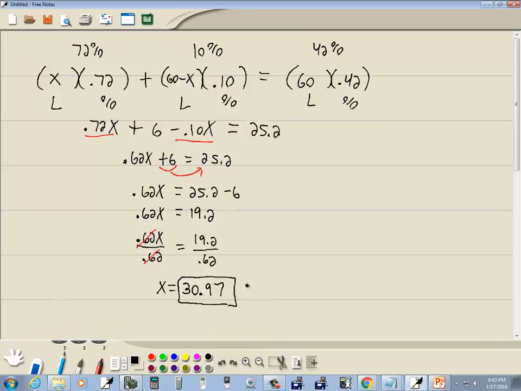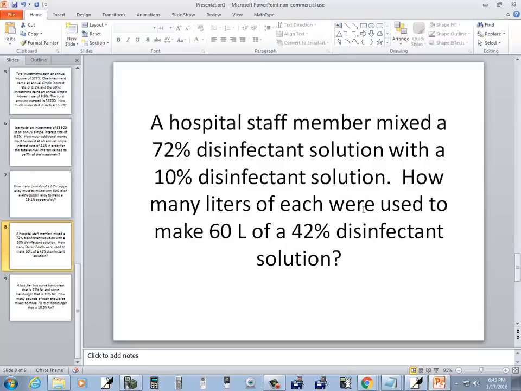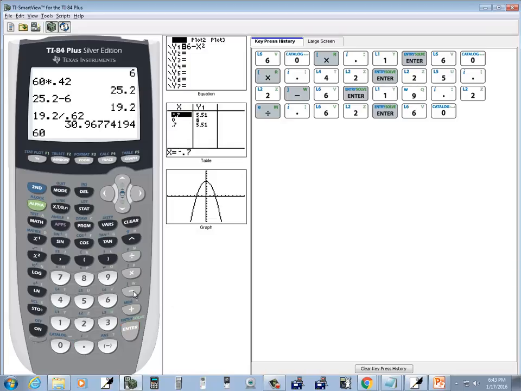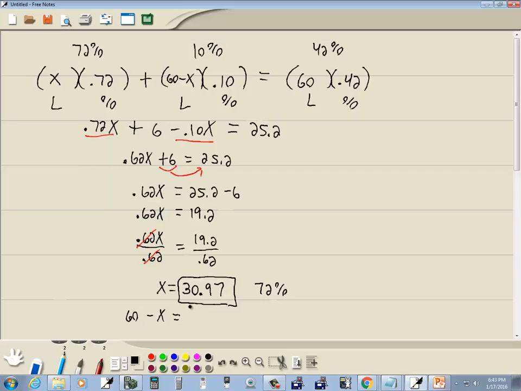Actually, let's see what it's asking for. How many liters of each? Okay, this is our 72%. The reason I know that is this is X, and that's X. Now the other one is 60 minus X. So I'll take 60 minus 30.97, which gives us 29.03. And that's going to be our 10% amount. And those would be our answers. Often it's a good idea to look to see what they're really asking for instead of assuming.